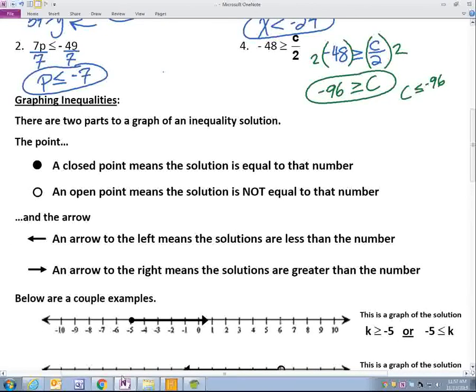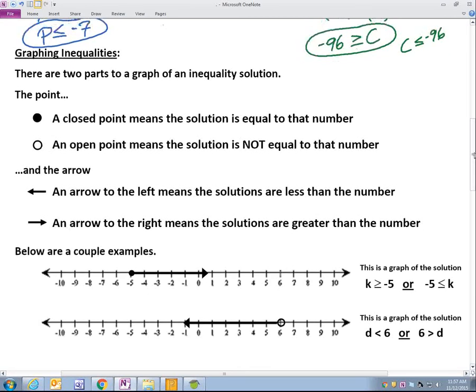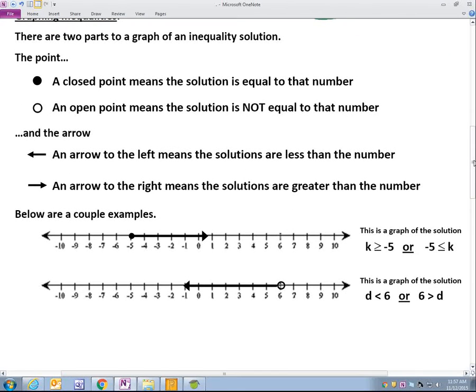Graphing inequalities. There are two parts to a graph of an inequality solution. The point: a closed point means the solution is equal to that number. An open point means the solution is not equal to that number. And an arrow. An arrow to the left means the solutions are less than, I want you to underline less than. An arrow to the right means the solutions are greater than the number.